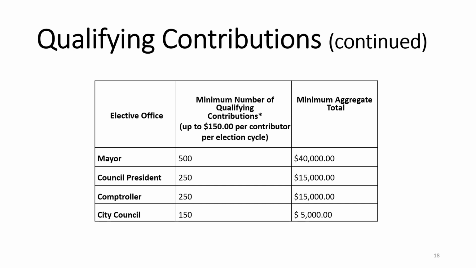To qualify as a certified candidate, a mayoral candidate must collect 500 qualifying contributions with an aggregate of $40,000. A city council president candidate and comptroller candidate must collect 250 qualifying contributions with an aggregate total of $15,000. And a city council candidate must collect 150 qualifying contributions with an aggregate total of $5,000.